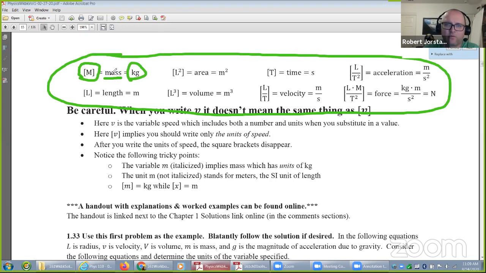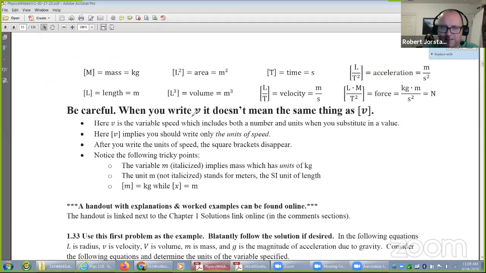Now I want you to be careful here. For this class and the next couple of classes, it's going to make a big difference to me whether you write something as V with brackets or V without brackets. Those brackets have a meaning. For example, look at this down here. This symbol means the units of M equal kilograms. Versus this sentence, which says the units of X are meters.